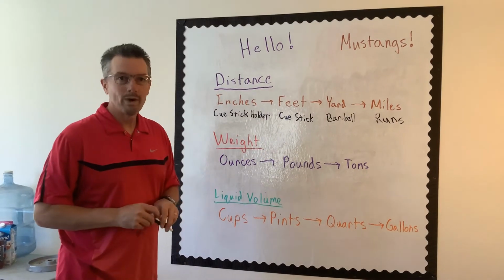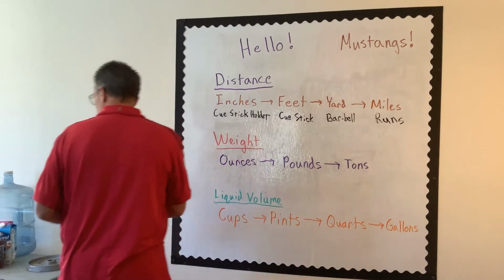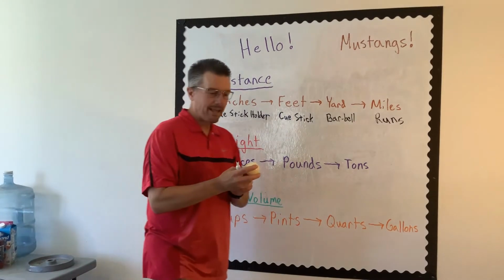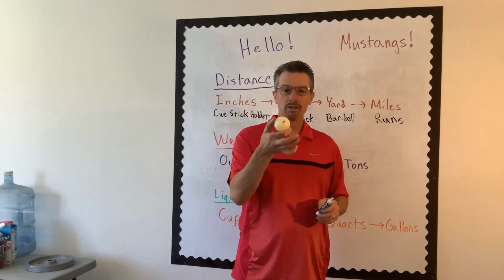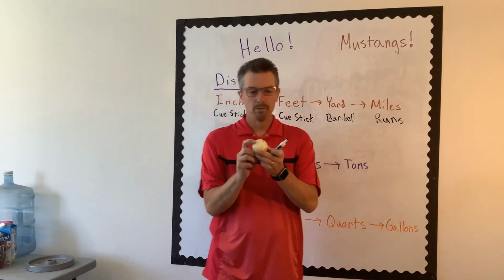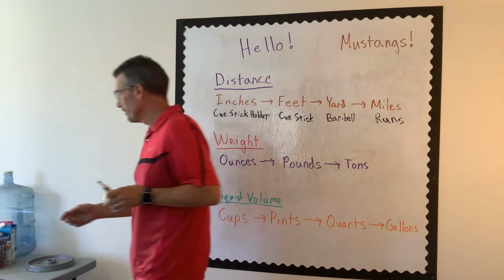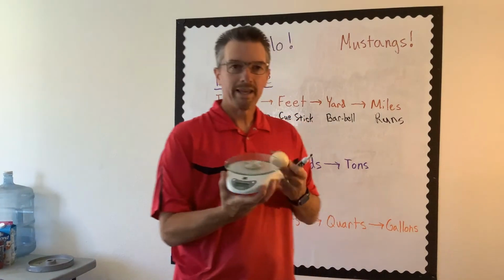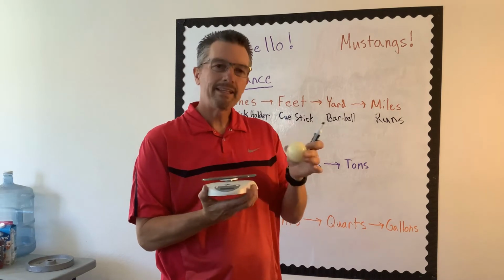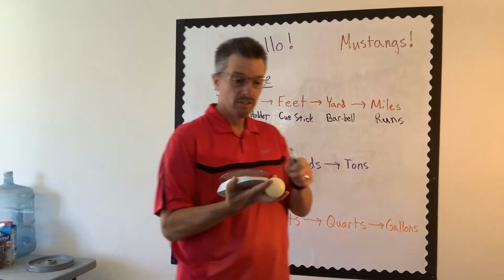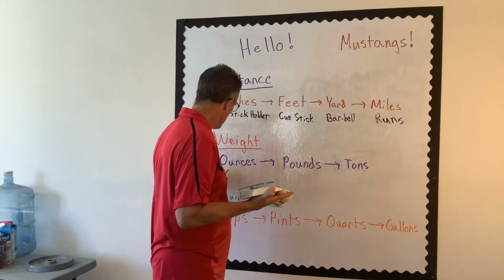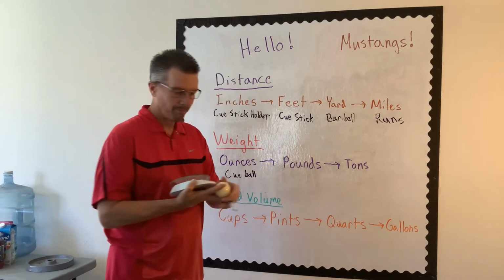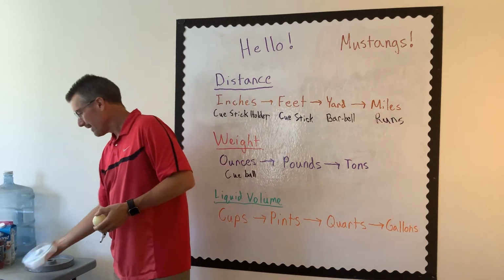Now let's go on to weight. Weight, the first thing we have is ounces. Ounces, I have this cue ball that I took off my pool table. And this cue ball I weighed, I should say, with this weighing scale, and I weighed it, and it's about 6 ounces. So I measured my cue ball in ounces.